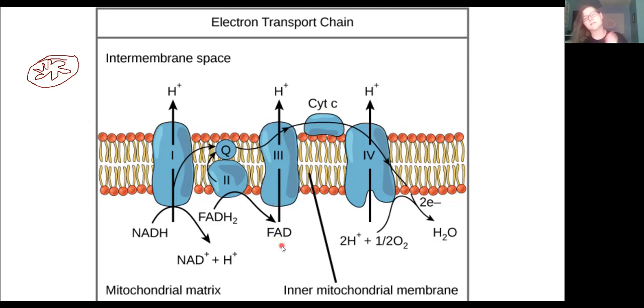All right, but let's look at this electron transport chain because, well, we have all this captured energy in the form of reduced molecules, but what do we do with that?